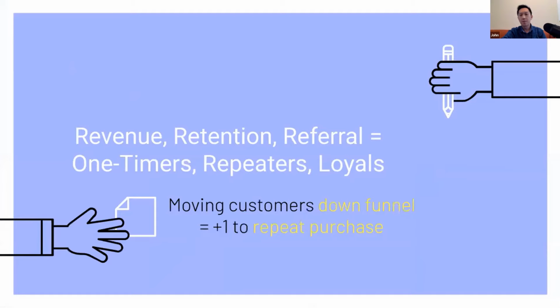So let's simplify this for e-commerce and think in terms of purchases. If you align the last three R's, revenue, retention, and referral, you can think of that as the one-timers, the repeaters, and the loyal customers with 3 or more purchases. Then the goal becomes super simple: move customers down the funnel by getting them to make one more repeat purchase each time. All of your marketing efforts could be prioritized this way, moving people down the funnel.